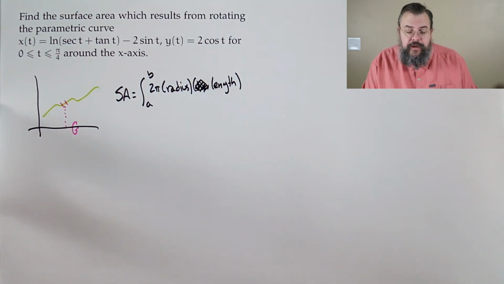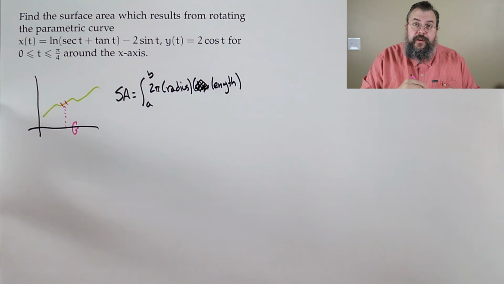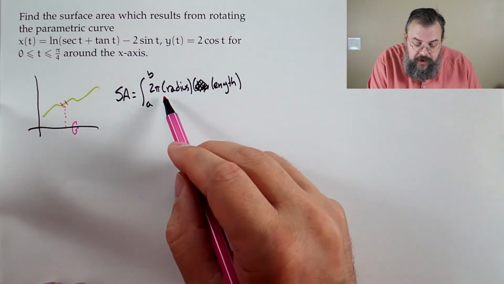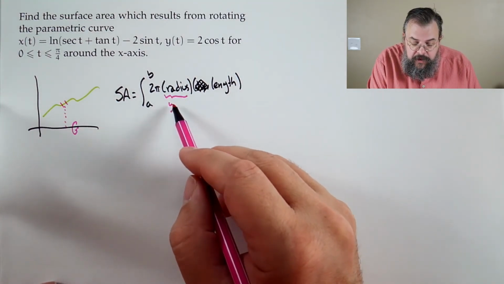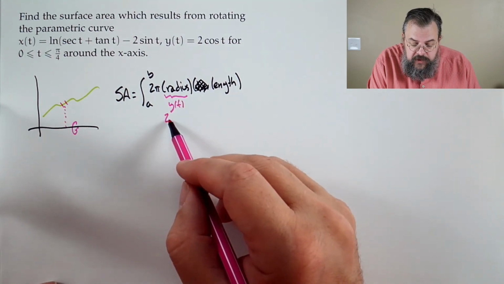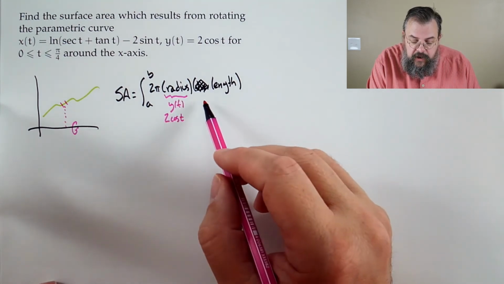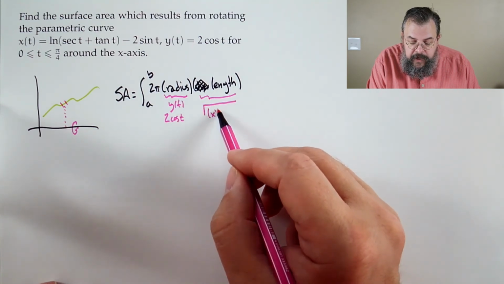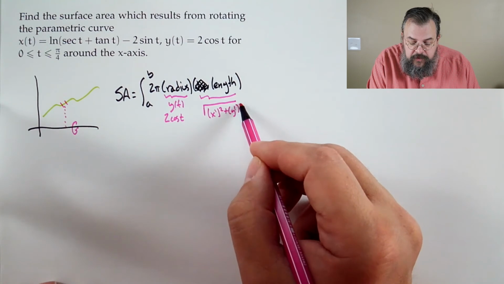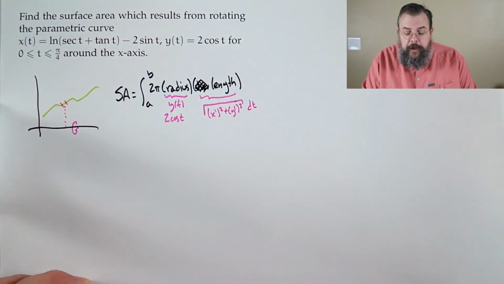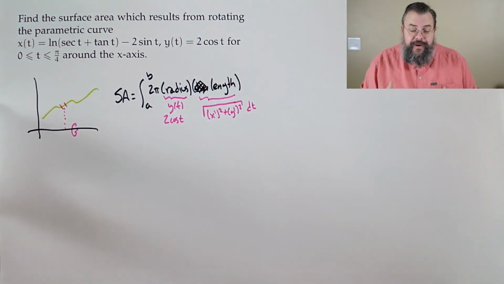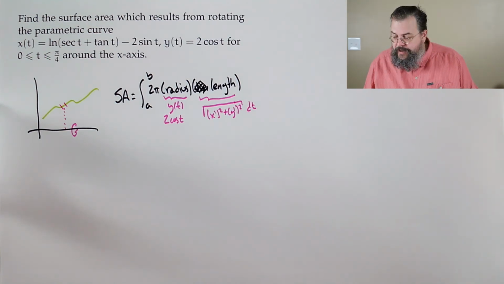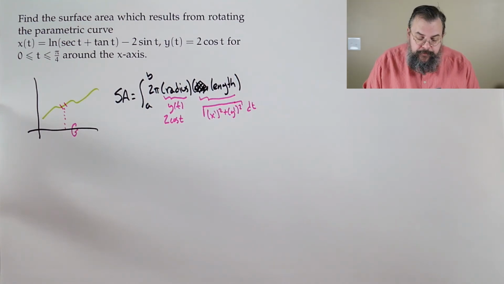Radius, pretty easy, right? We're dropping down to the axis again, so our radius is the y value, y of t, so 2 cosine t. Our length, well, the length formula for a parametric curve is the square root of x prime squared plus y prime squared dt. And that's where we're going to put most of our effort. So let's put in our effort. If you're going to solve the problem, you got to do the time.